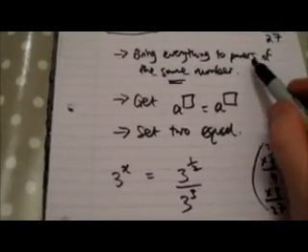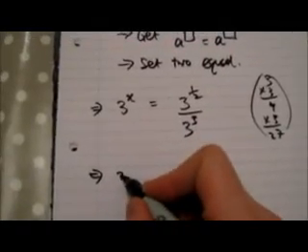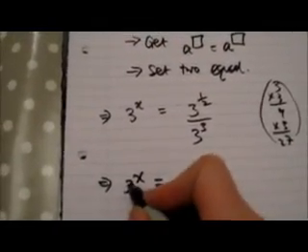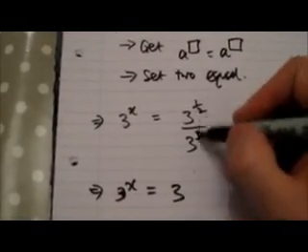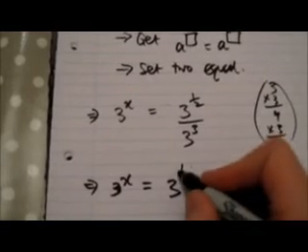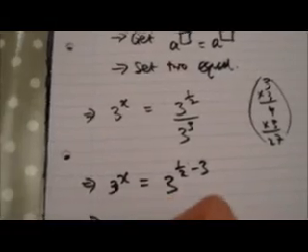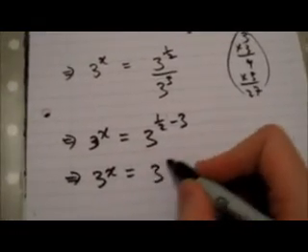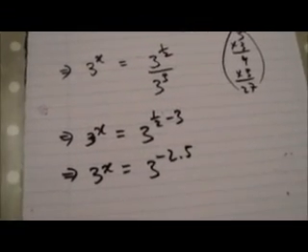Okay, so now step 1 is done. We've brought everything to powers of the same number. Everything now here is a power of 3. Step 2 says we want to get just 3 to one power on the left. So we have 3 to the power of x. And on the right hand side, we just want to get 3 to one power. So the question is, what do we need to do with these two powers? Hopefully we remember that we need to subtract them. So that's 3 to the power of a half minus 3. So we have 3 to the power of x equals 3 to the power of minus 2.5.